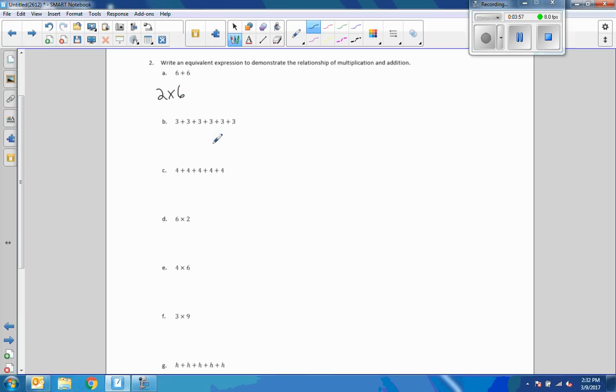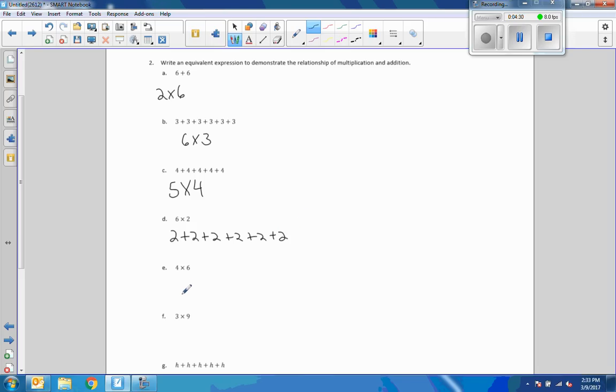This is a 3, and there's 1, 2, 3, 4, 5, 6, and we see it 6 times, so 6 times 3. Okay, 4, multiplication, how many times is that there? It's repeated 5 times, 5 times 4. Okay, and then 6 times 2 means we're going to write 2 6 times. 2 plus 2 plus 2 plus 2 plus 2 plus 2.